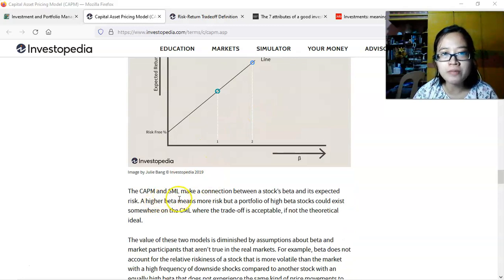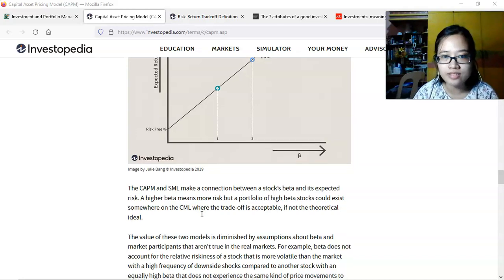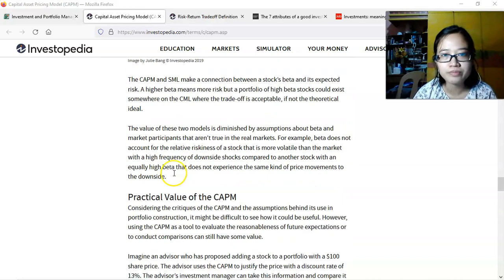Okay. The CAPM and SML make a connection between a stock's beta and its expected risk. A higher beta means more risk, but a portfolio of high beta risk could exist somewhere on the CML where the trade-off is acceptable. Okay, ang mahalaga naman kasi, yung portfolio mo is composed of various securities na nag-offset yung kanilang risk. Hindi pare-parehong mataas ang risk. You have your high risk, you have moderate risk, and you have your low risk investments in a portfolio.